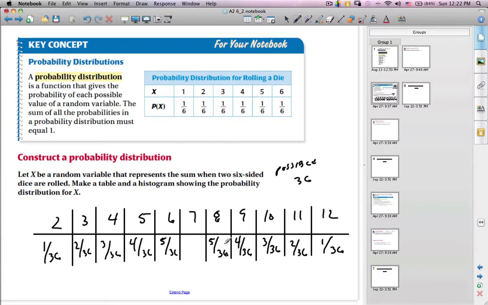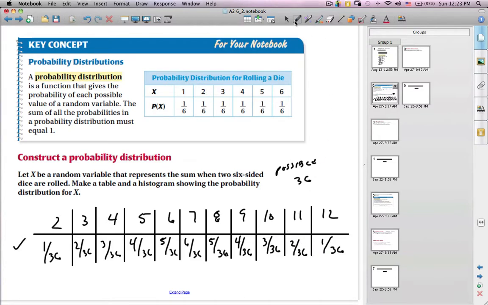And then when you're talking about a 7, I could have a 1 and a 6, or a 6 and a 1. I could have a 2 and a 5, or a 5 and a 2. I could have a 3 and a 4, or a 4 and a 3, and that's 6 out of 36. Okay, so if you look at what we have here, I have 1, 3, 6, 10, 15, and another 15 here, that's 30, and the 6 in the middle, so that's 36. I've got this all correct. So this is my probability distribution for rolling 2 dice.